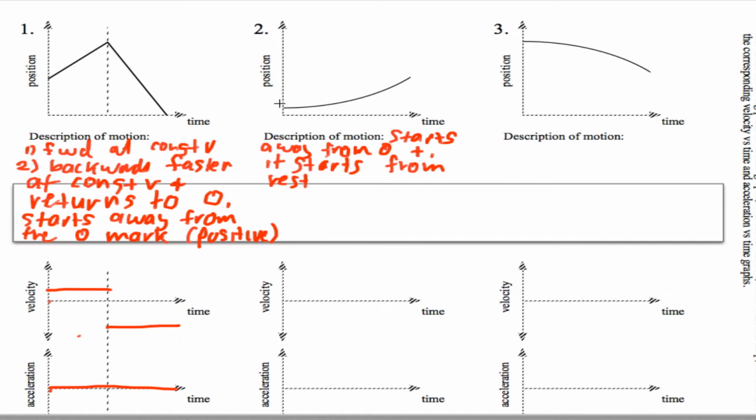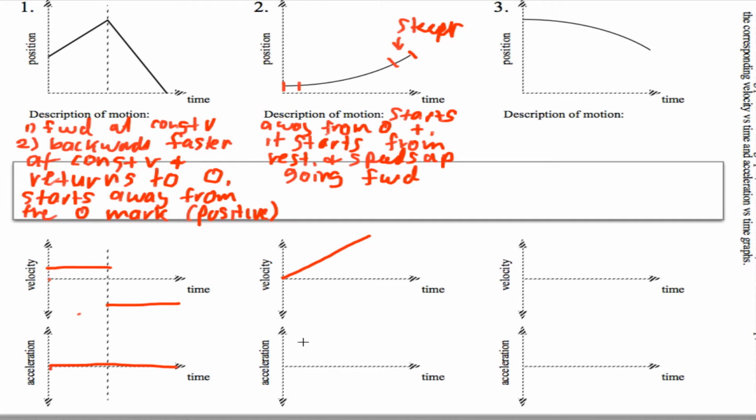How do I know from rest? Because when I look at the slope here, it's flat. Remember, a flat position slope means rest. So it starts from rest and speeds up going forward. And again, the reason I know it's speeding up going forward is that this is steeper here. And if you remember from the buggy lab, a steeper slope on a position graph means the object's moving faster. If I were to plot the velocity versus time, I start from rest and go faster and faster. And finally, the acceleration graph is going to look like this.